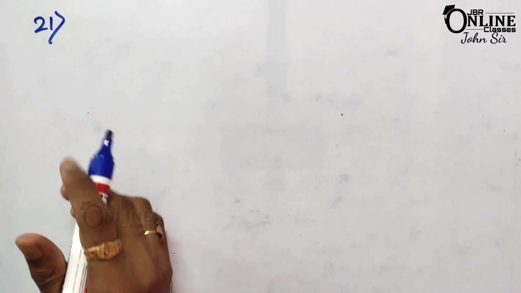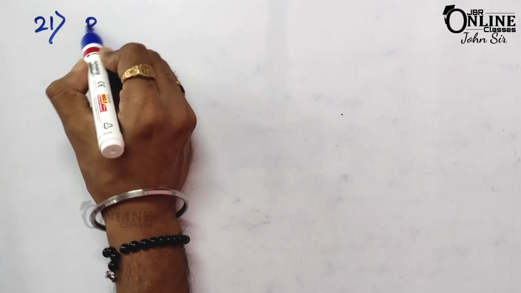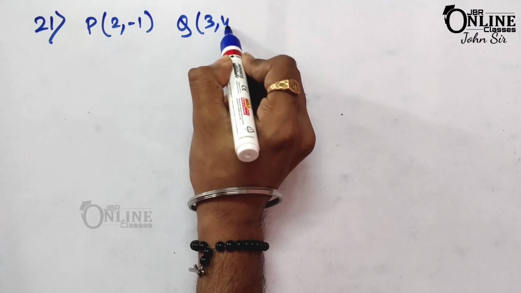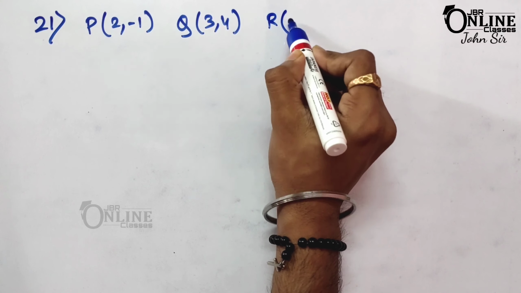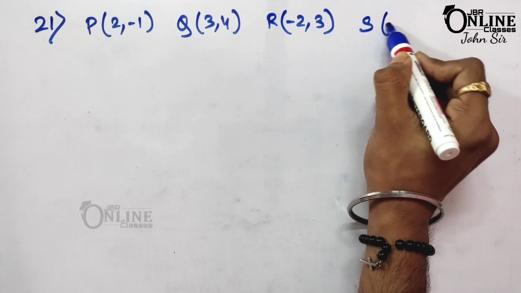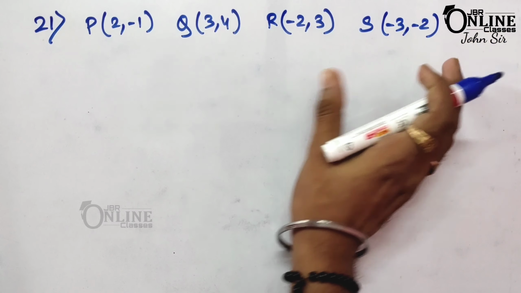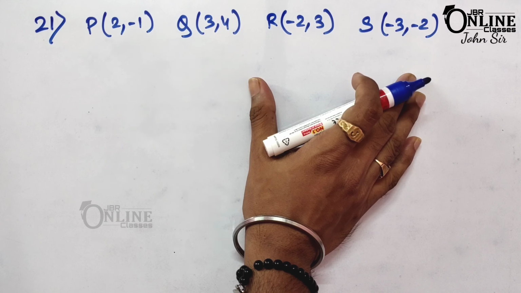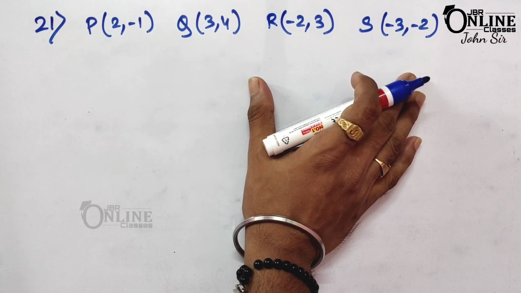Now next one, sum number 21. Here P is 2, minus 1, Q is 3, 4, R is minus 2, 3, and the last one S is minus 3, minus 2. So these are the 4 points in a plane. Show that PQRS is a rhombus but not a square. Find the area of the rhombus.